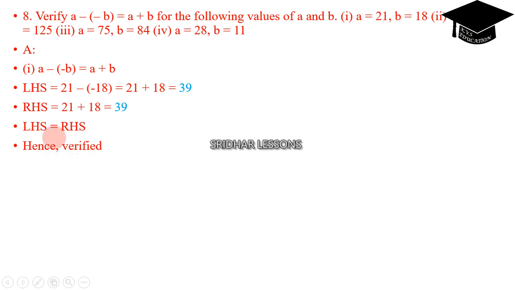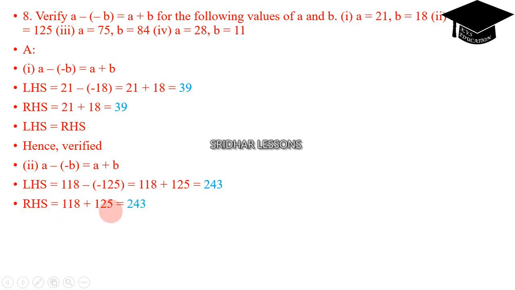Hence verified. Similarly, second question: a minus (minus b) is equal to a plus b. LHS: a is equal to 118, b is equal to 125. 118 minus (minus 125), minus into minus is plus, so the value is 243. And for RHS, 118 plus 125, which is equal to 243. So LHS is equal to RHS, so verified.